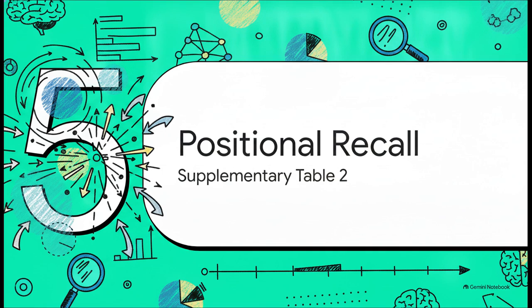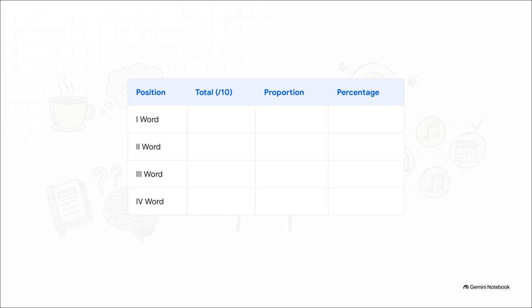Next up, Section 5, Positional Recall, Table 2. This shifts our focus away from semantic priming entirely and looks at exact position memory. Each prompt string contains 4 words, so there's a first, second, third, and fourth position. For every position across the 10 trials, we check if the participant recalled the exact word in its original correct position. Only an exact position match counts here. We then calculate the total out of 10 for each position, the proportion by dividing that total by 10, and finally the percentage by multiplying that proportion by 100.